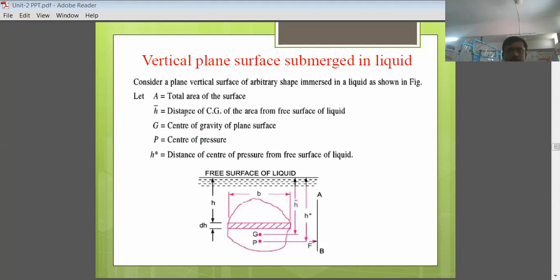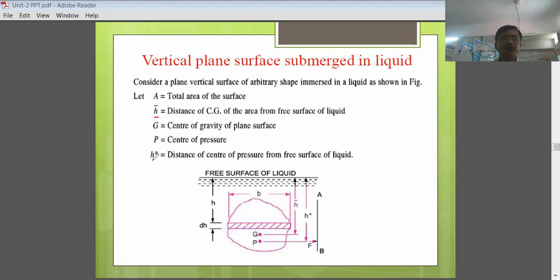The CG of this object is denoted by the letter capital Z. Then what is capital P? Capital P is the center of pressure. What is center of pressure? We have just discussed the definition of center of pressure. The center of pressure is the point at which the total pressure is supposed to act. The total pressure force is acting at this particular point, so this point is called capital P, or the center of pressure.